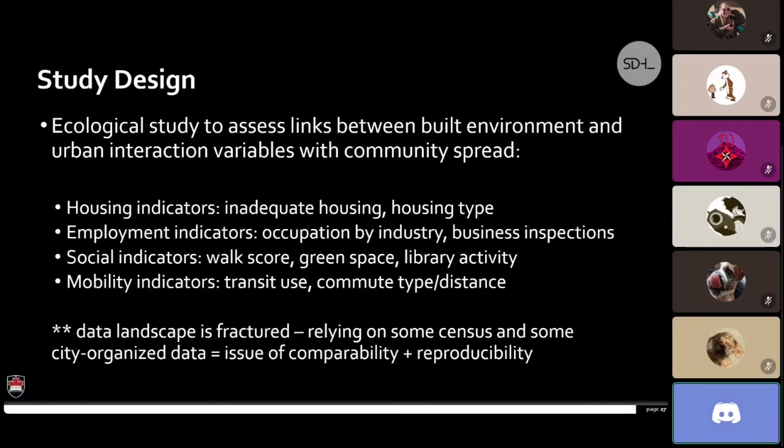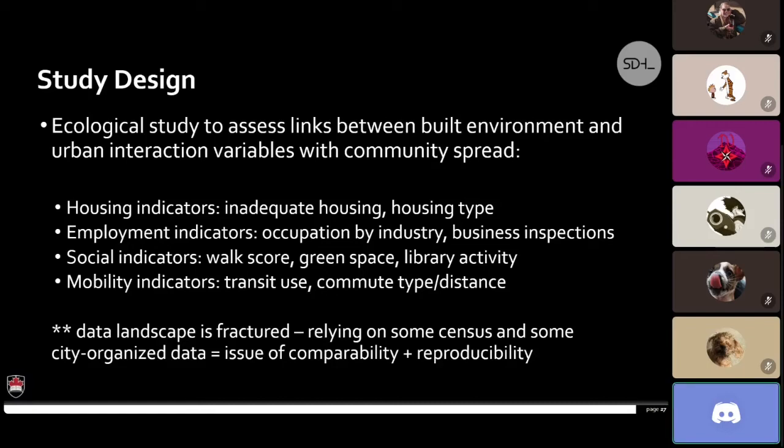Toronto has a program. I want to say it's called the Dine Safe program, where they investigate restaurants and other food establishments for their compliance with good hygiene practices and other public health practices. So looking at the rates of compliance of businesses with those.